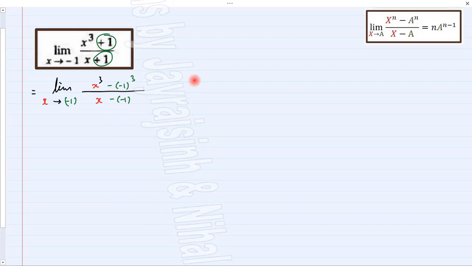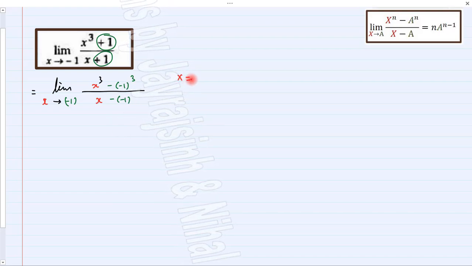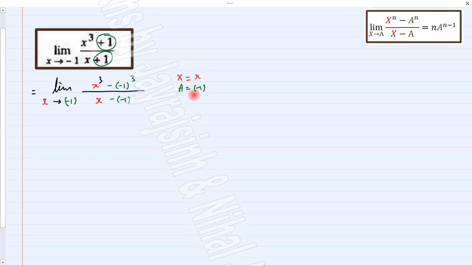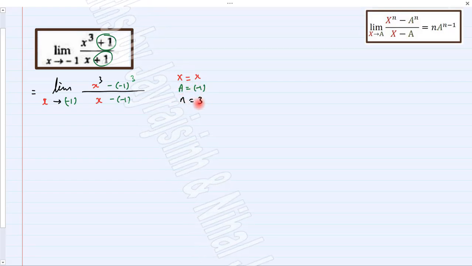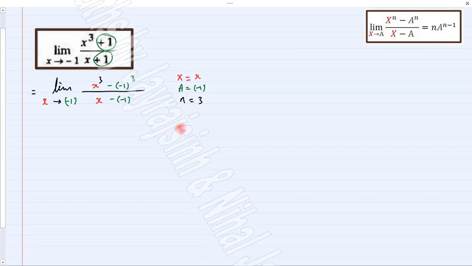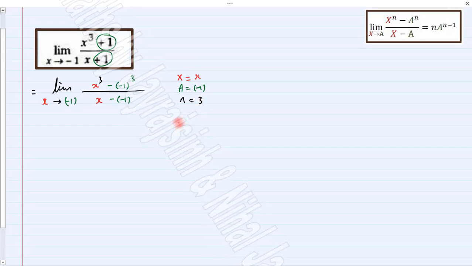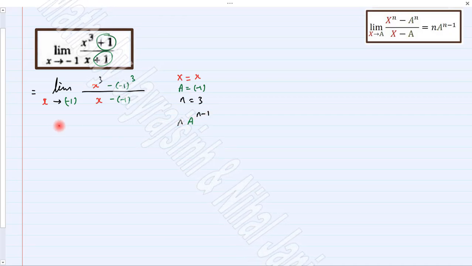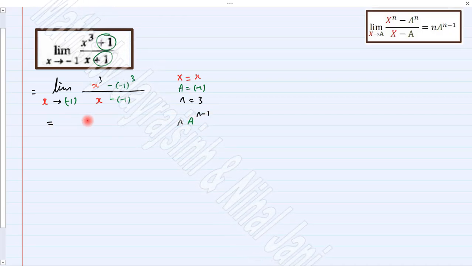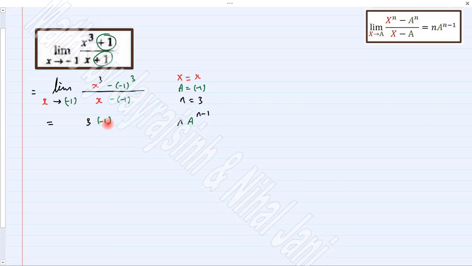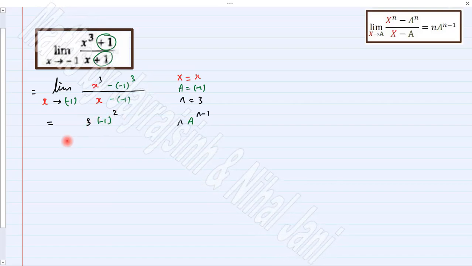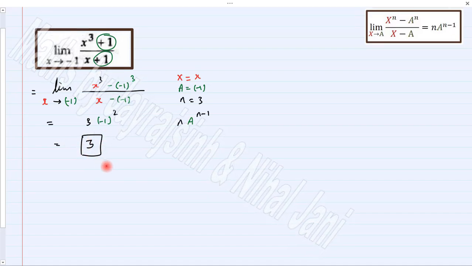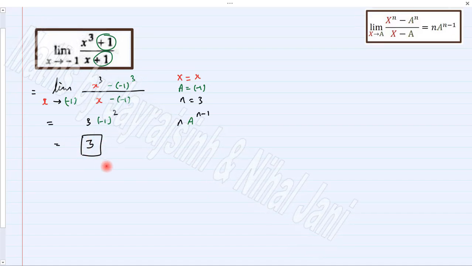So we get the standard form, where your capital X is X, capital A is minus 1, and N is 3. So by applying the formula, we can obtain from the right hand side, which is N into A raised to N minus 1, or we can say 3 into minus 1 raised to 3 minus 1, which is 2. So 3 is your final answer. Ta-da!